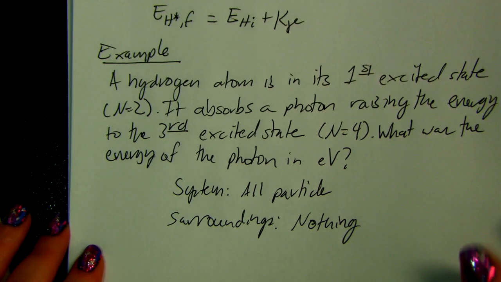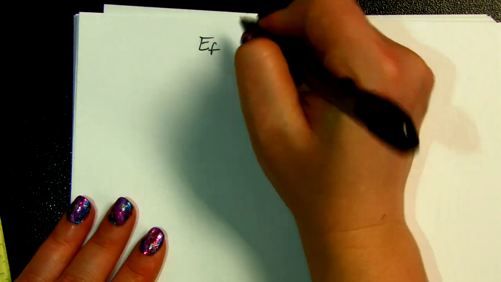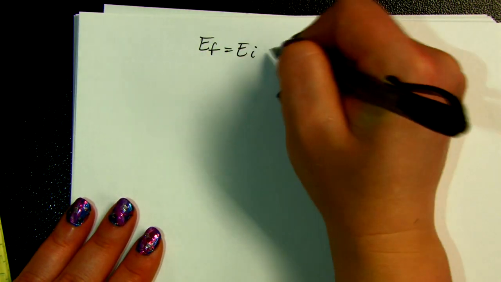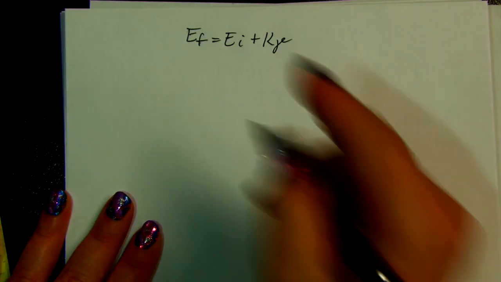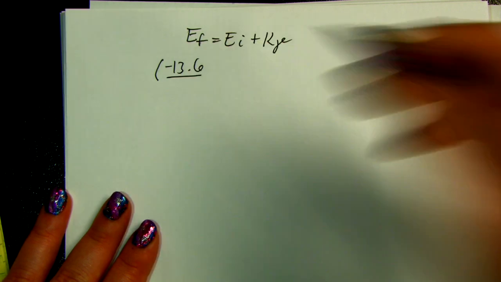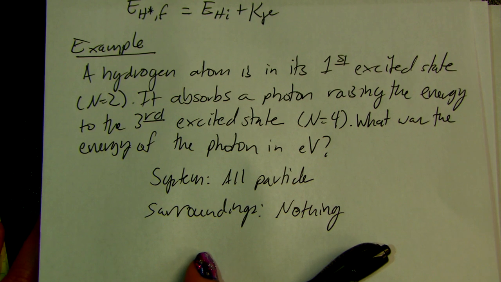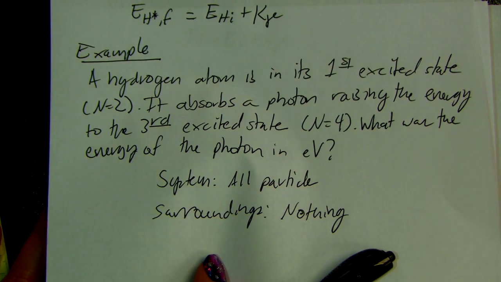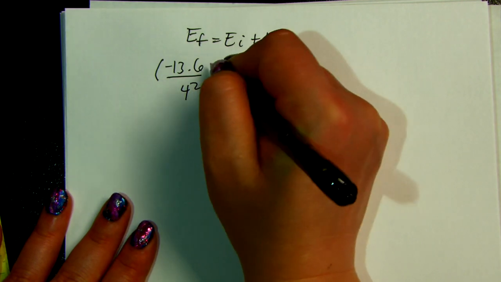Okay, so building on that, we're going to start off with the energy principle. So the energy final is going to be equal to the initial energy plus the kinetic energy of the incoming photon. So the energy final, we have minus 13.6. And if we go back to the problem, we can see that it ended in the third excited state, which is the n equals 4 energy level.